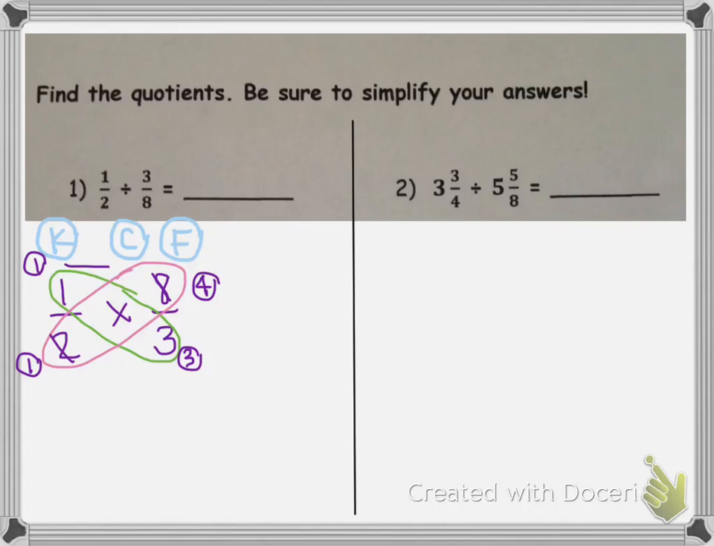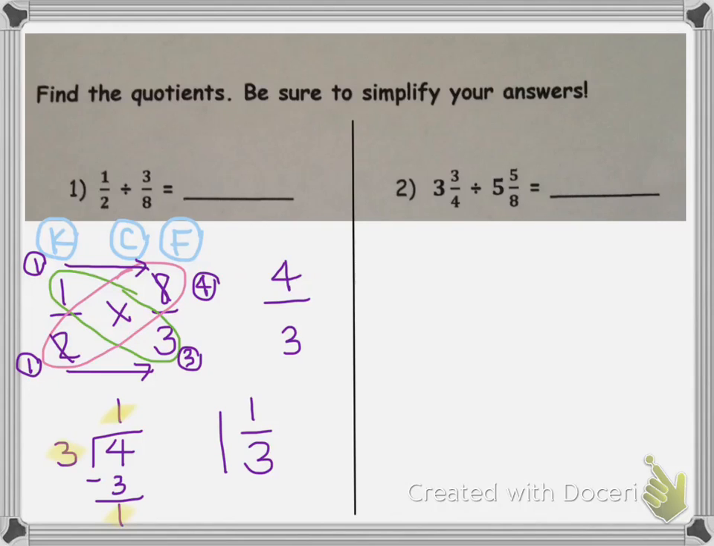So now I'll go ahead and multiply straight across. 1 times 4 gives me 4, and 1 times 3 gives me 3. So my answer is an improper fraction, and I need to turn that into a mixed number. To do this, I'll simply divide. 4 divided by 3. 3 goes into 4 1 time. 4 minus 3 equals 1, and I have a remainder of 1. So I can write this as a mixed number, 1 and 1/3. So we will write 1 and 1/3, and that is our answer to problem number 1.